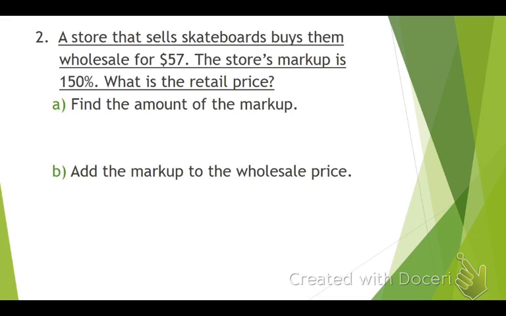All right, this problem is a little bit different than the first one. This is what it says. A store that sells skateboards buys them wholesale for $57. That means the store pays $57 for it, okay? What kind of a store do you think would sell a skateboard? Toy store. Okay, give me a name of a store that would sell a skateboard.